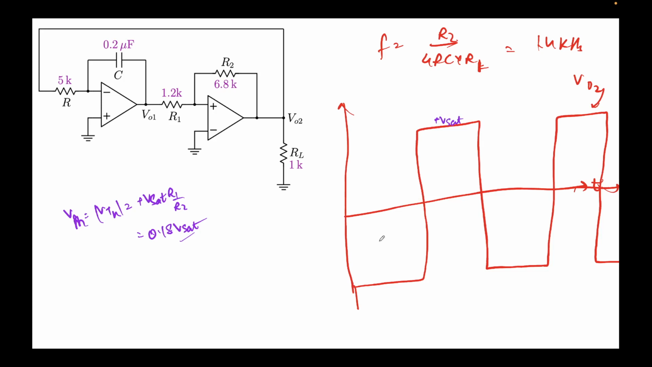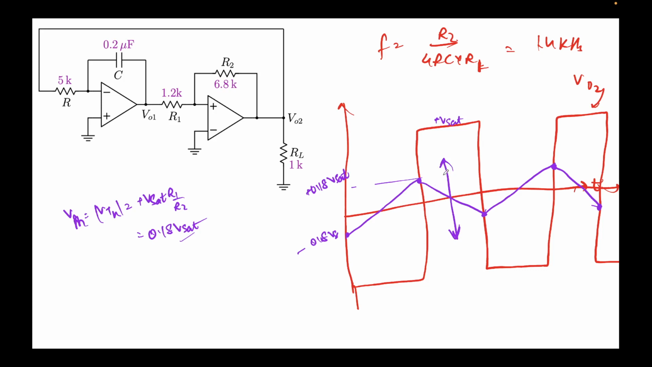That's the maximum. Okay, so it will go from here till here, and then like this. It will keep on oscillating. Okay, and this value is minus 0.18 Vsat, and this is plus 0.18 Vsat. Now, even if you change Vsat from 15 to 10, what's going to happen is that this will shrink only in the vertical direction, like only in this direction.